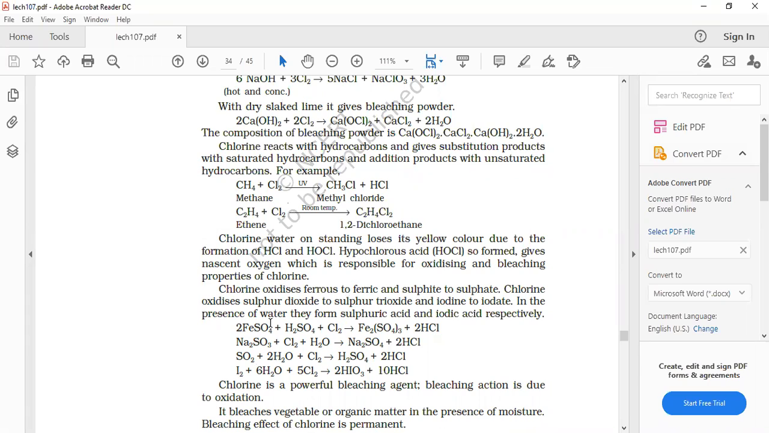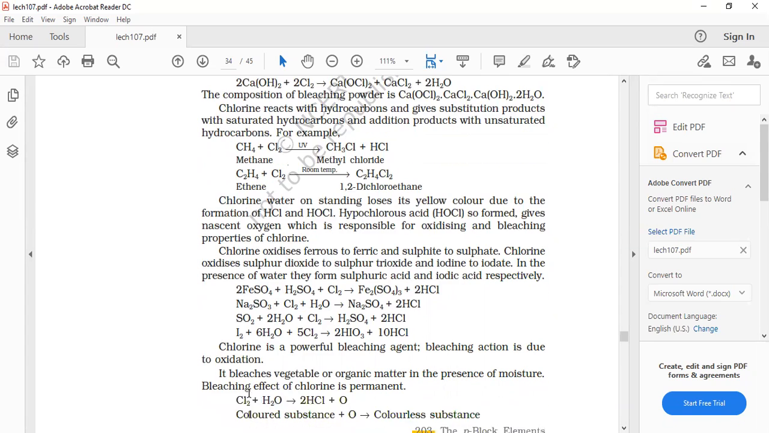With iodine, it forms iodate, HIO3. Here the oxidation state of iodine is increased from +1 to +3 and +5.